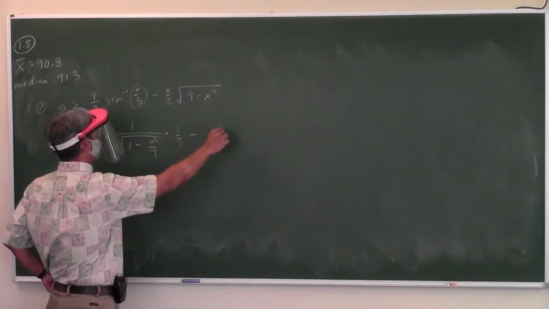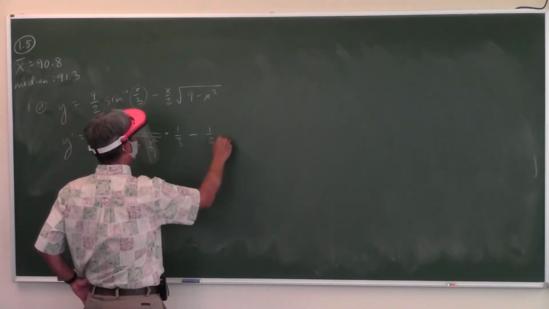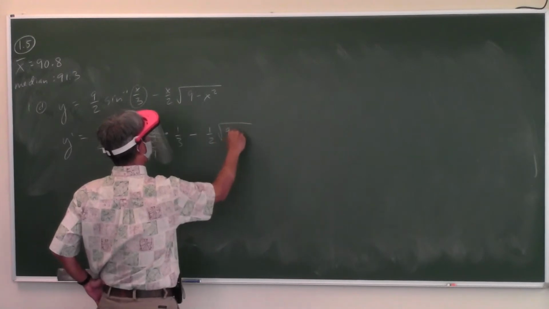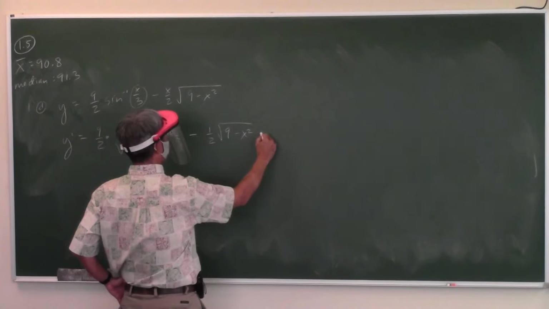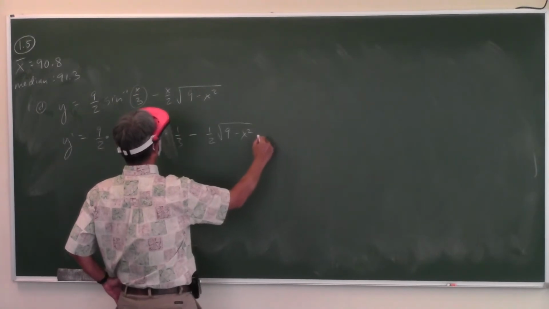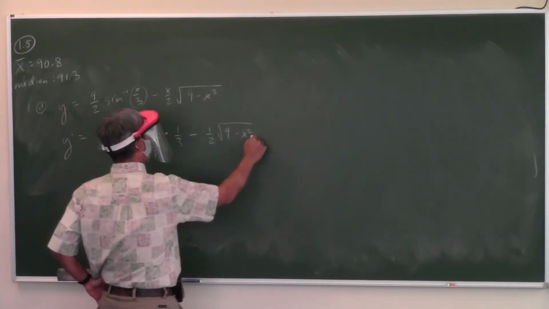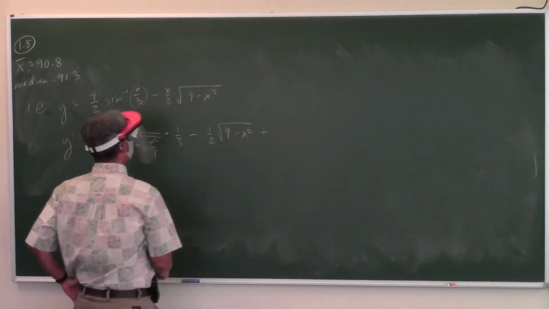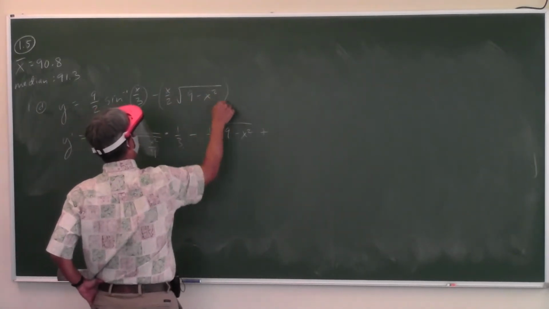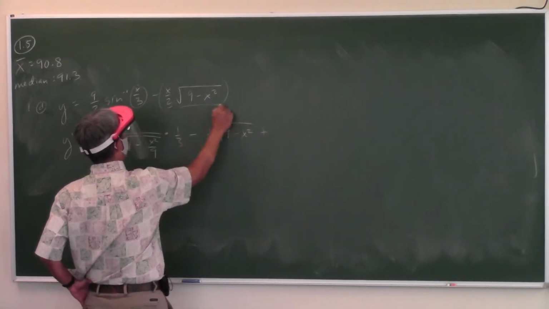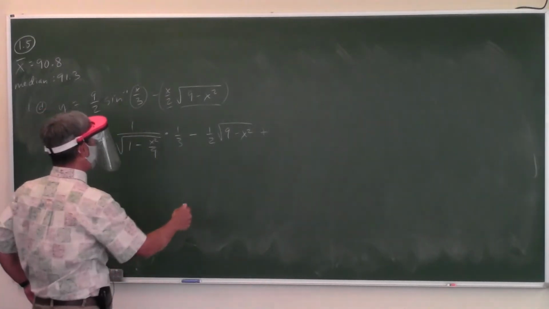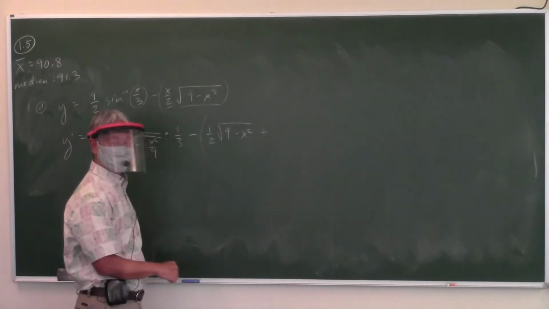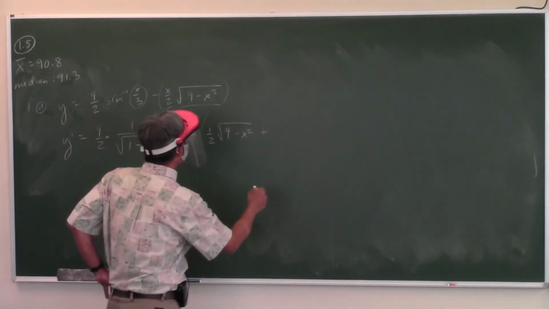Minus 1/2 times the square root of 9 minus x squared times... oh wait, plus, minus this. Okay, look, it's like this, and then you gotta use product rule because it's a product, right? Okay, so you meant parentheses then. Yeah, that's what I thought.